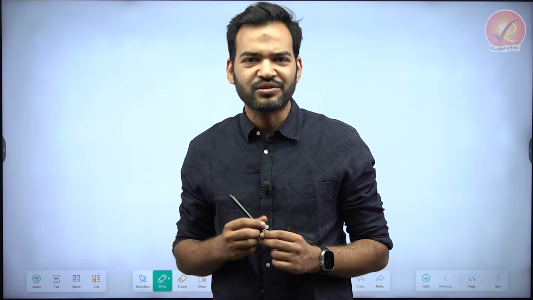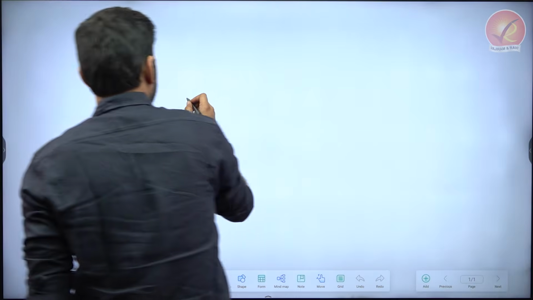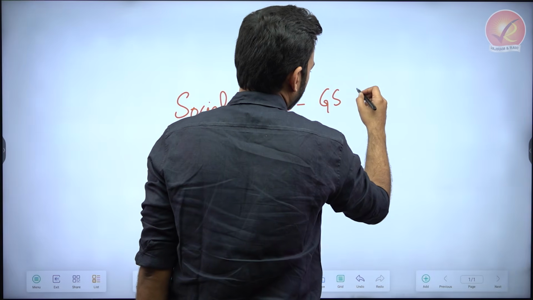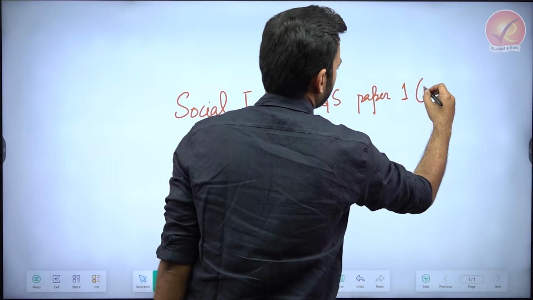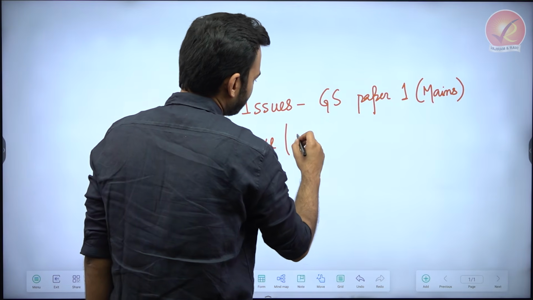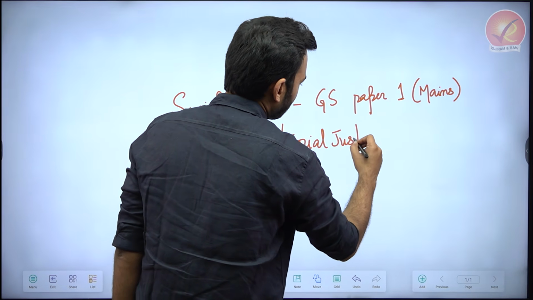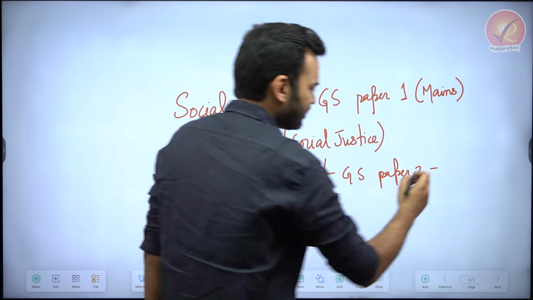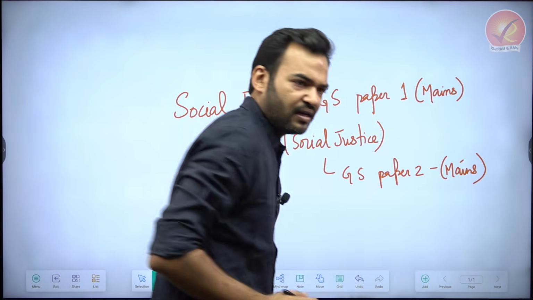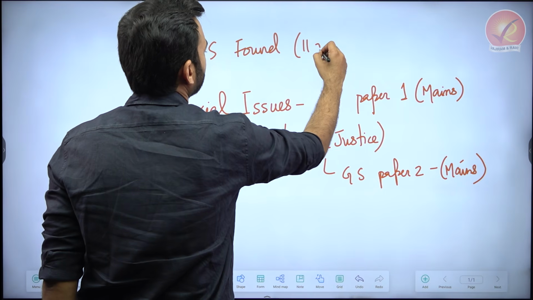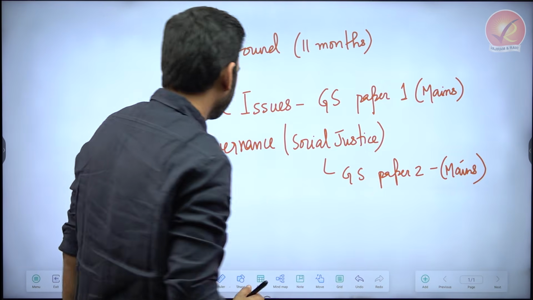I am faculty for social issues and governance for the GS 11 months classroom program. So I take two subjects. One is your social issues, which is for GS paper 1 mains, and I also take some topics of governance which are related to social justice as part of your GS paper 2 syllabus, again for mains only. So I take both these subjects with you for your GS foundation course of 11 months. Both the topics are related to your main subject.